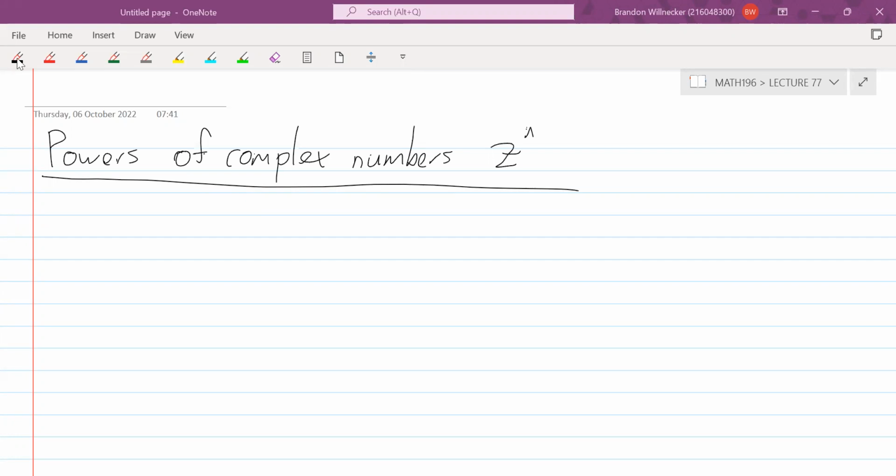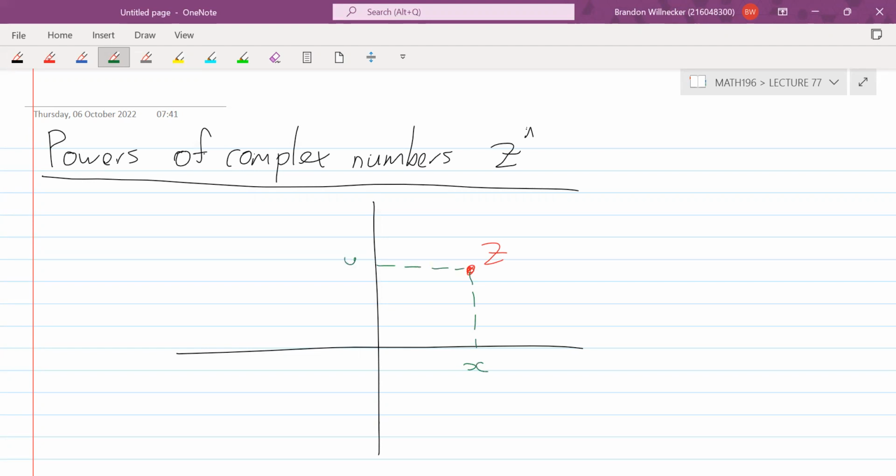Well, we know that we can draw the complex plane with the real and imaginary axes. Then any complex number z in the complex plane can be written as some real part x and some imaginary part y. And then that gives us z is equal to x plus iy. Okay, that was the Cartesian form that we looked at in the beginning.